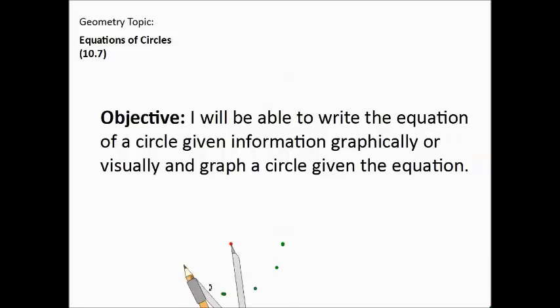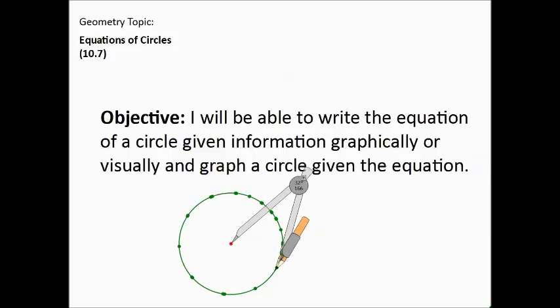Because I am fixing the distance, all of these points are the same distance, because I'm not changing the size of the compass. I am going to get a circle. I'm going to keep plotting points, and if you can imagine, I can plot an infinite amount of points. I can be here forever plotting these points, and eventually it fills in to be a circle.